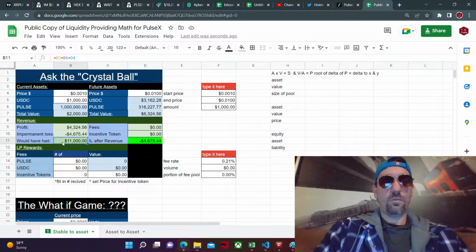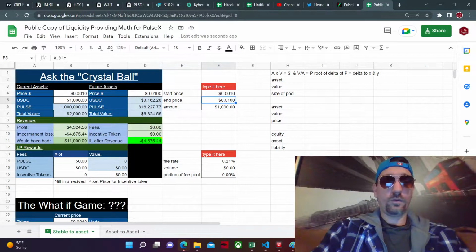What does it mean I would have had 11,000? Well, had I not provided liquidity, I would have had 1,000 USDC tokens. I also would have had 1 million Pulse tokens. I wouldn't have been selling those things off, and price would have done a 10x. So I would have had $10,000 worth of Pulse instead of $3,000 worth of Pulse. Ooh, does that sound a little bit risky yet?